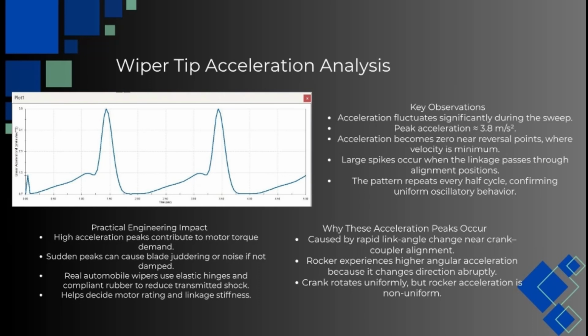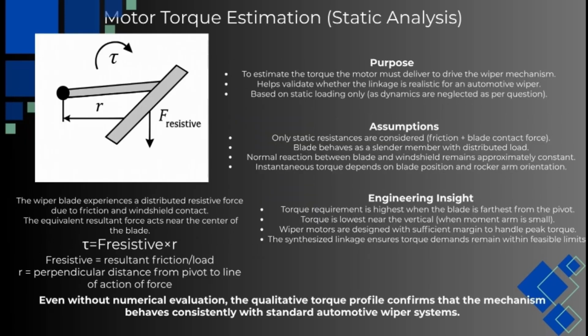Practical engineering impact is: high acceleration peaks demand greater motor torque, especially when the wiper quickly changes direction. If the spikes aren't managed, they can cause blade juddering or unwanted noise. Real car wipers use elastic hinges and compliant materials like rubber to absorb the shocks and protect components of the wiper blade, primarily due to friction between the blade and the windshield.